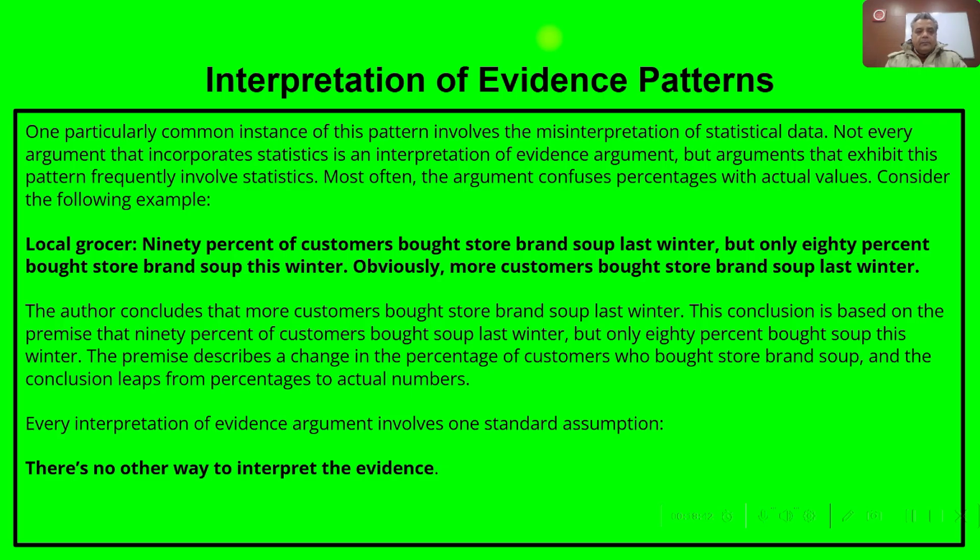It says, one particularly common instance of this pattern involves the misinterpretation of statistical data. Not every argument that incorporates statistics is an interpretation of evidence argument, but arguments that exhibit this pattern frequently involve statistics. Most often the argument confuses percentages with actual values. Consider the following example. Local grocer: 90% of customers bought store brand soup last winter, but only 80% bought store brand soup this winter. Obviously, more customers bought store brand soup last winter.